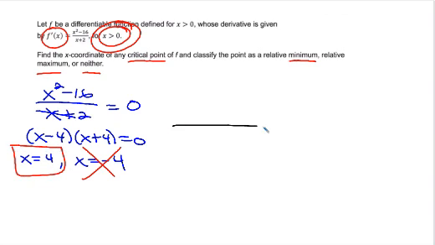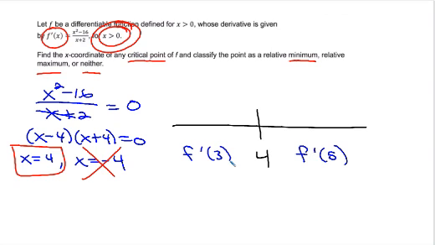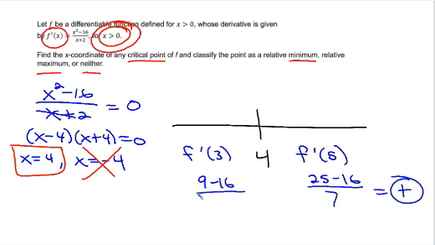So all we have to do is check values to the left and right of 4 in the derivative. So we can check f prime of 5. We can check f prime of 3. F prime of 5 is going to be 25 minus 16 over 7. That's going to be positive. F prime of 3 is going to be 9 minus 16 over 5. That's going to be negative. So we are changing from a negative to a positive.